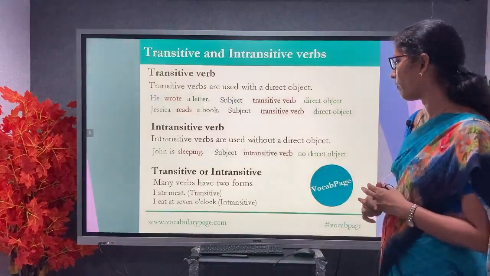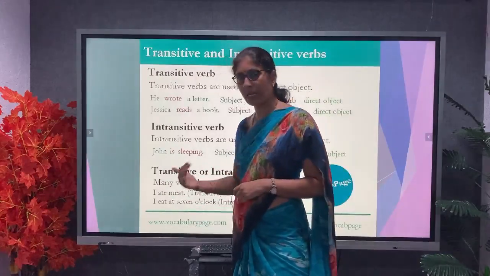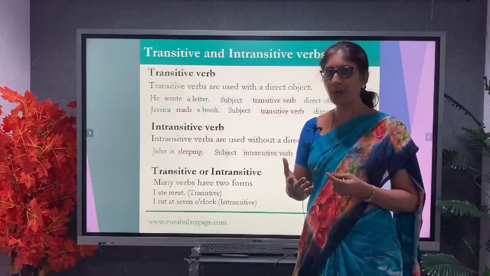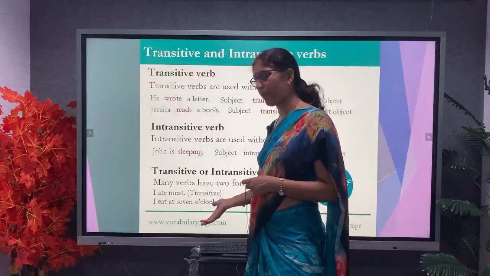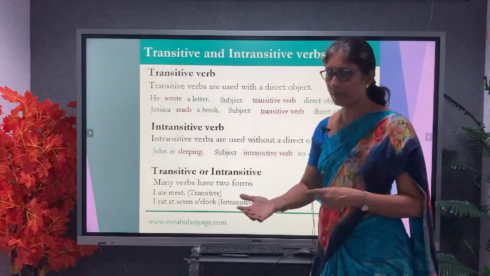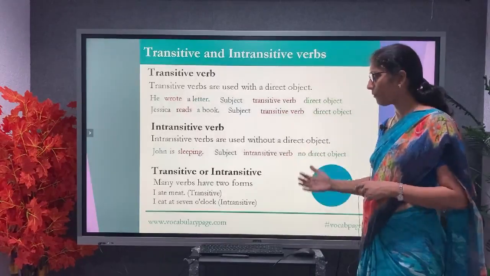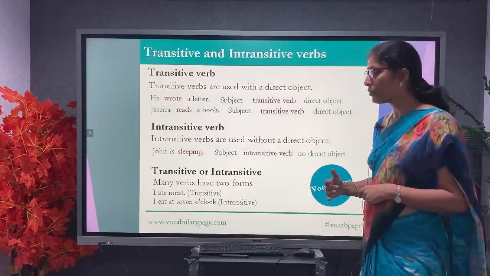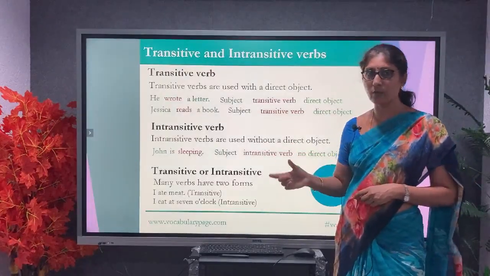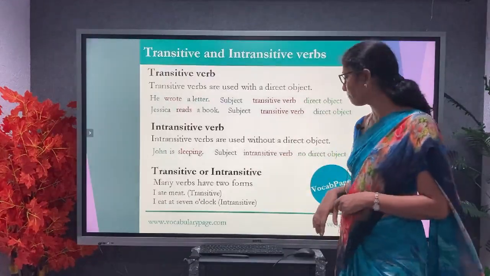Many verbs have two forms. I ate meat, I ate etc. So here in the first sentence, I ate. What did you eat? I ate meat, I ate bread, I ate a sweet. But in the second sentence, I eat etc. This is my habit. So here no verb transfer. So this is about transitive and intransitive. If you understand how the verb is playing the role as transitive or intransitive, then you can place the object clearly. Next.